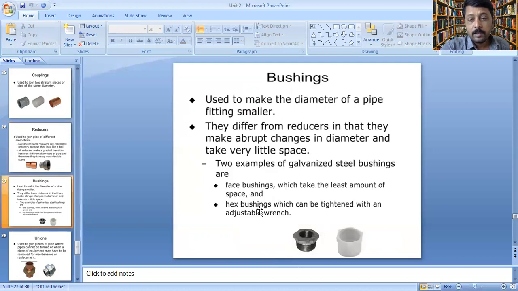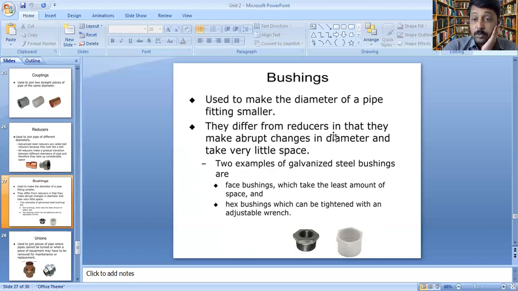Then there is a bushing. Now the bushing is used to make the diameter of a pipe fitting smaller. Whenever there is a pipe diameter and another pipe has to be joined, but the diameter of that pipe is less, in that case we can use the bushing.